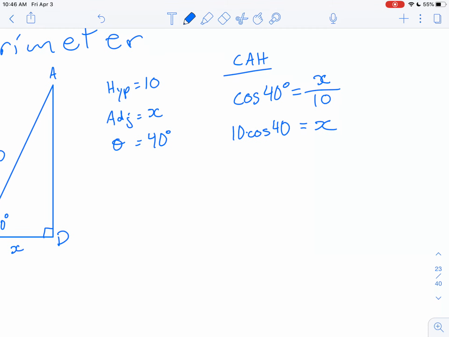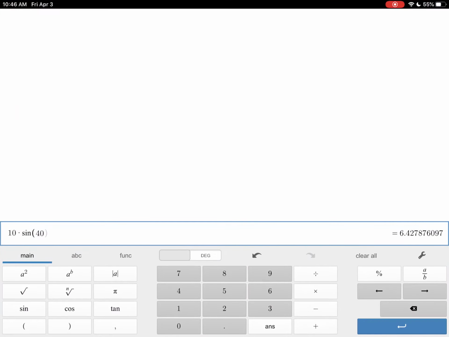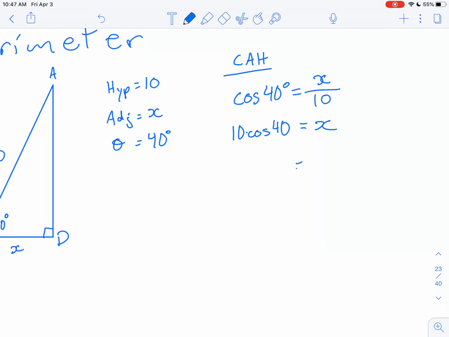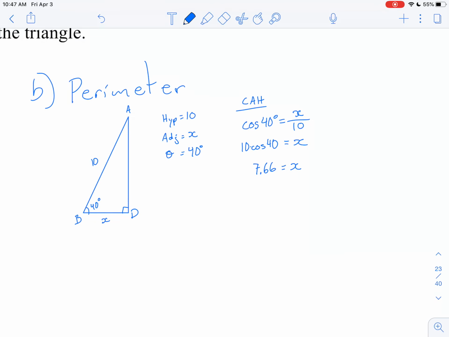So I can go over to my calculator, 10 times cos 40. I just want to change that sin to a cos, a little shortcut here. 10 times cos 40 is 7.66. If the question doesn't say, we can round to 2 decimal places. That'll be all right for now. So I know that that base from B to D is 7.66.